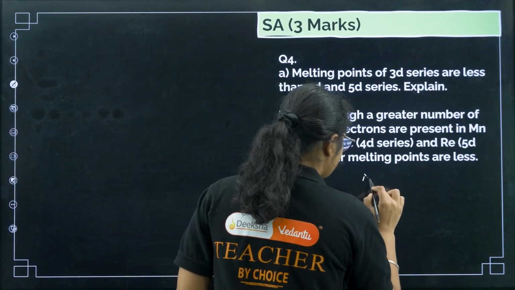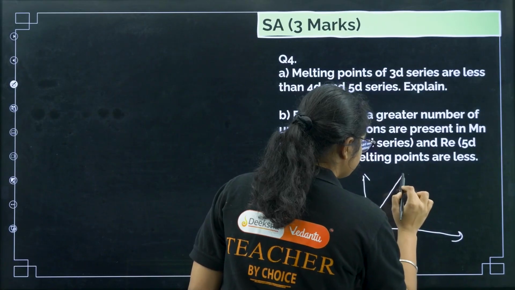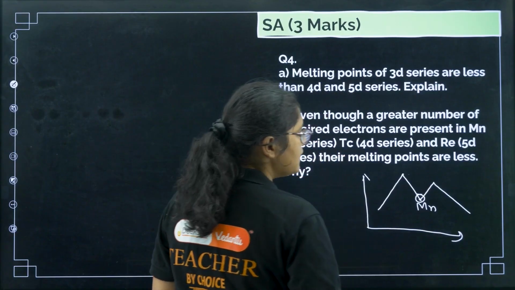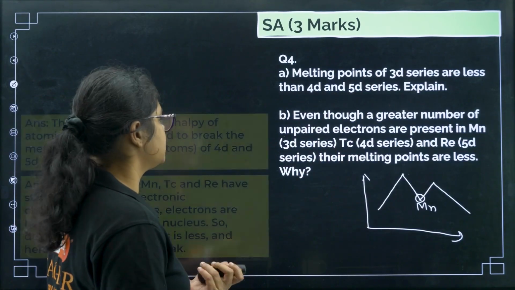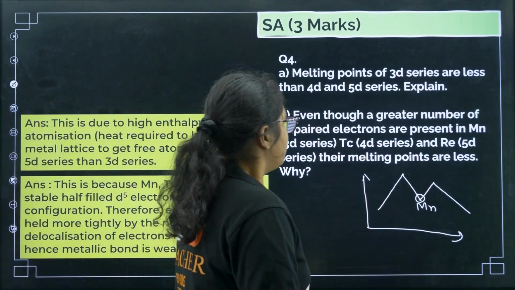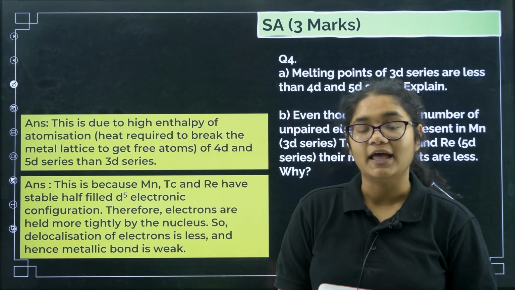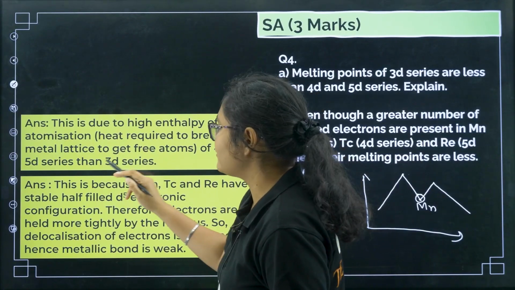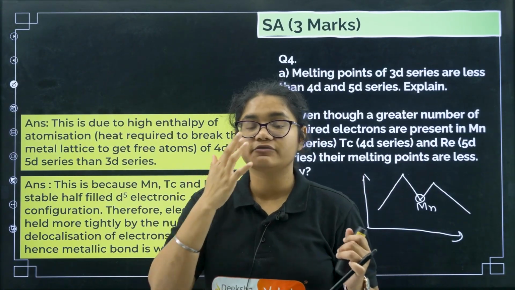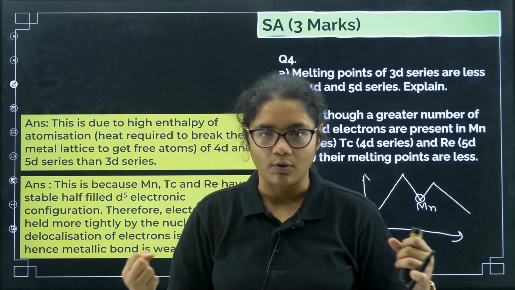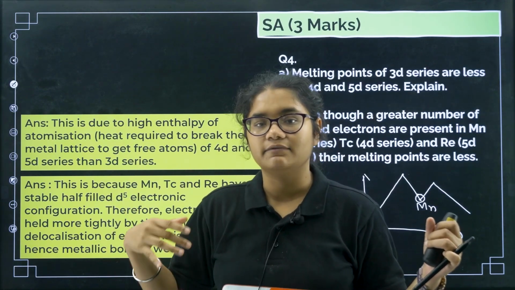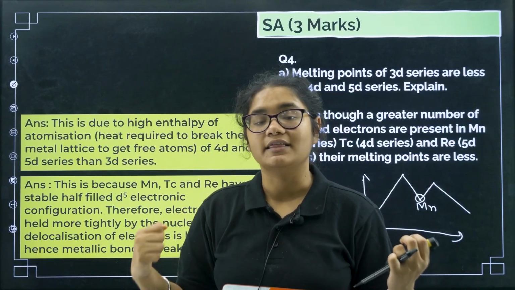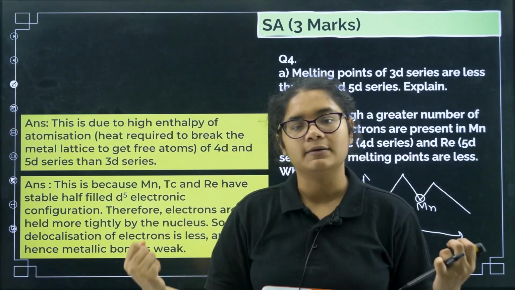If you see the graph for this one, okay, the melting point first increases, then there is a drop and then it increases, right? And this drop is for manganese, right? So why does that happen? So let us answer them. So first question is, melting points of 3D series are less than 4D and 5D. So this is due to the higher enthalpies of atomization of 4D and 5D than 3D. Okay, enthalpies of atomization means the energy required to break the bonds, right? So as we go 4D, 5D, when mass increases, the enthalpy of atomization also increases. So in 4D and 5D, the enthalpy of atomization is more, so that is why melting point is more.